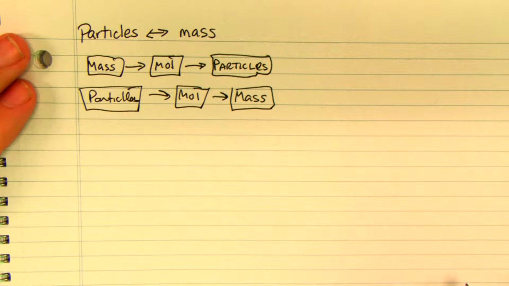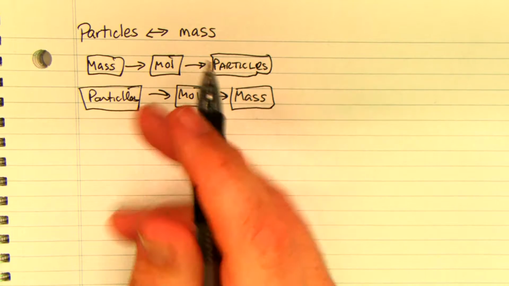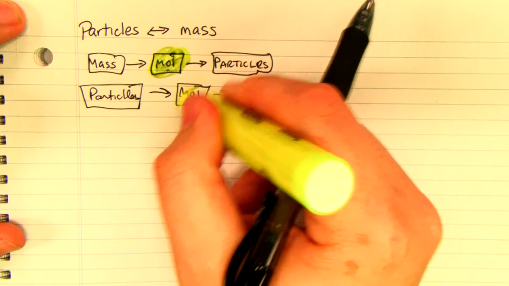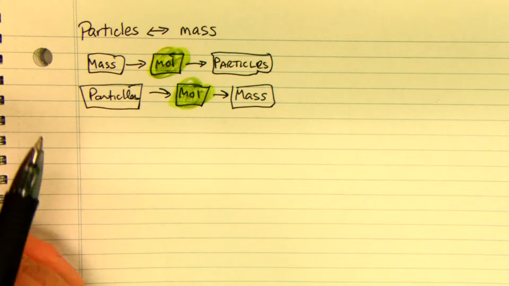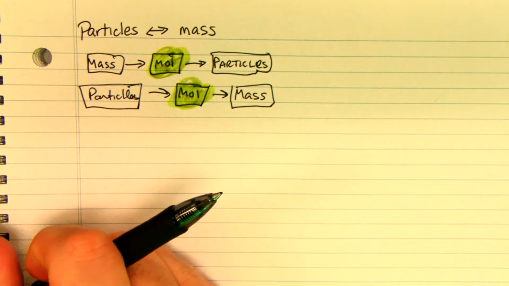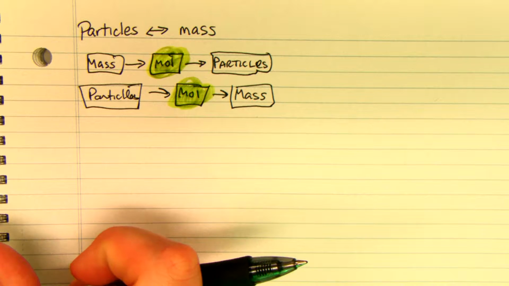Now, where do we always go through? What's the one thing we always have to go through? Moles. So we're always going through moles. So everything gets converted to moles.